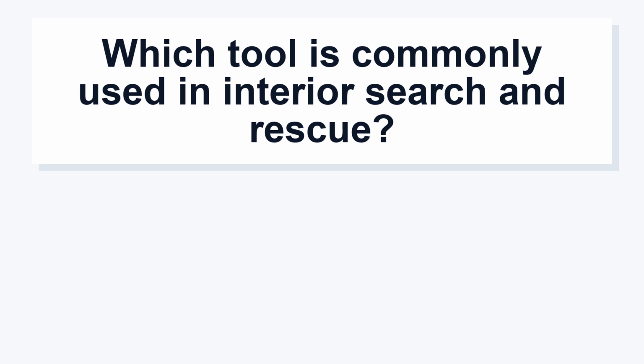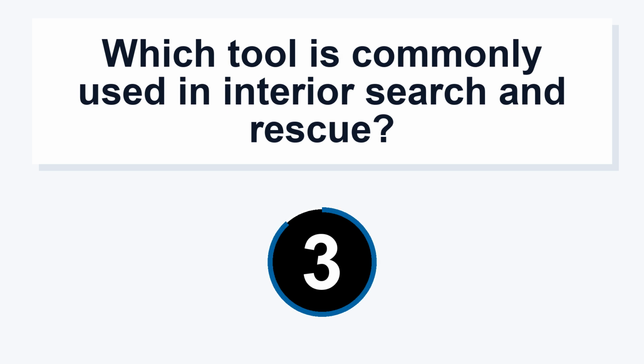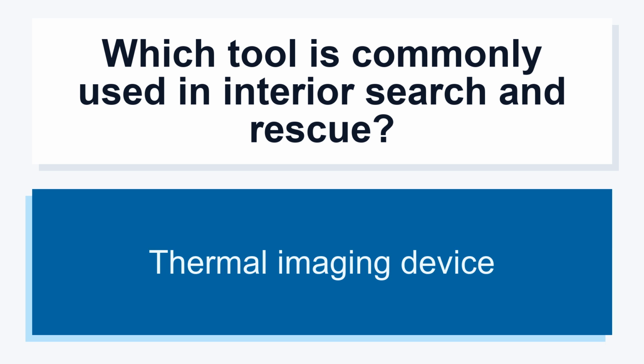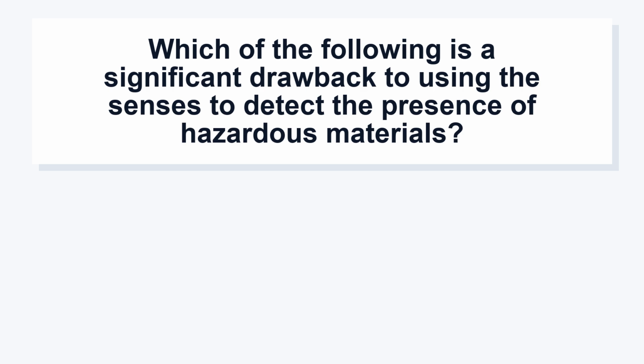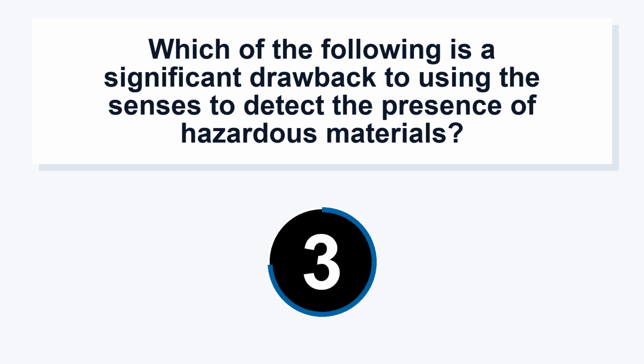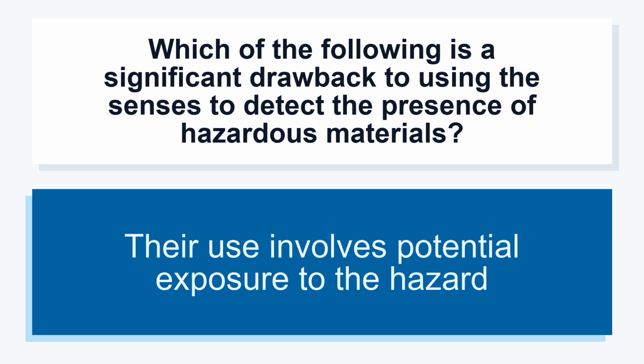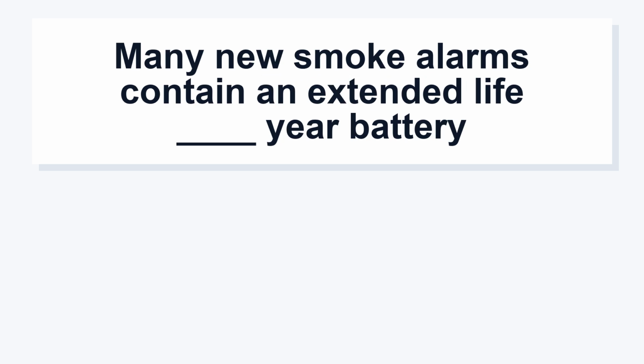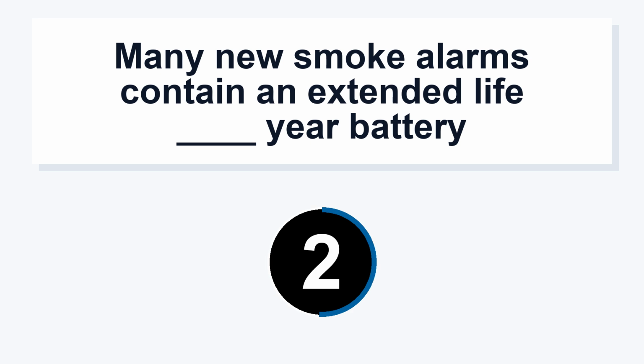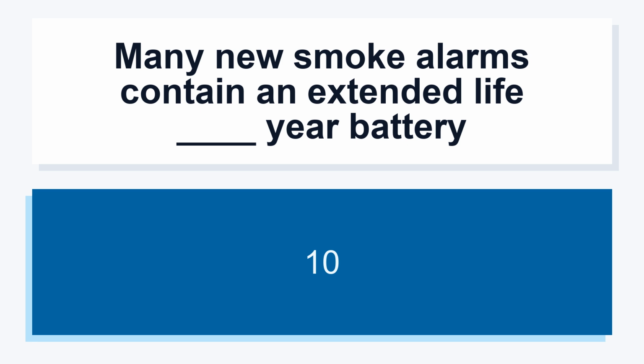Which tool is commonly used in interior search and rescue? Thermal imaging device. Which of the following is a significant drawback to using the senses to detect the presence of hazardous materials? Their use involves potential exposure to the hazard. Many new smoke alarms contain an extended life 10 year battery.